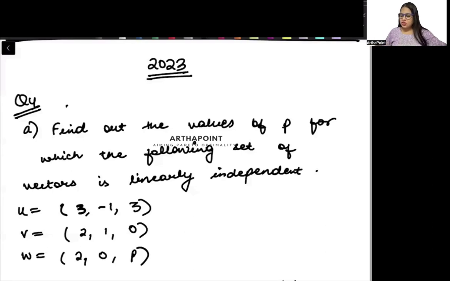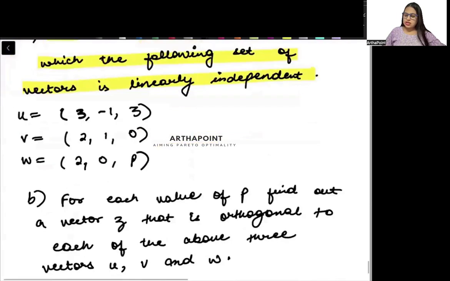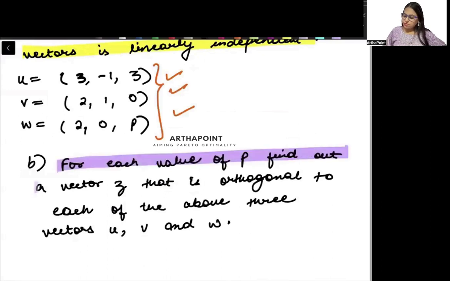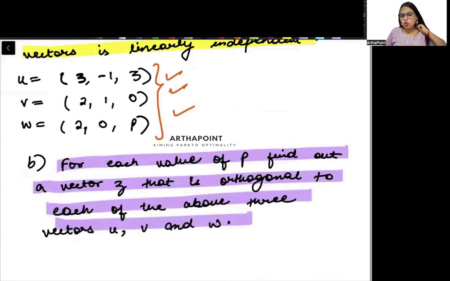Let us continue with paper of 2023 and now I will take question number 4. The first part says find out the value of P for which the set of vectors are linearly independent. You are given 3 vectors. You need to find that value of P such that they become linearly independent of each other. Secondly, it says for each value of P, find out a vector Z that is orthogonal to each of the above vectors U, V and W.